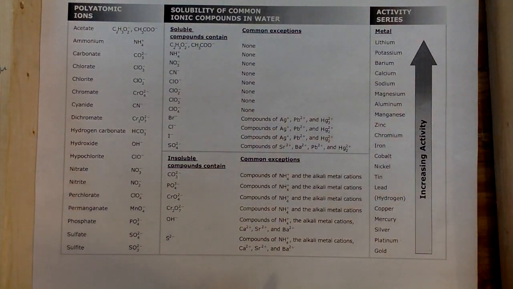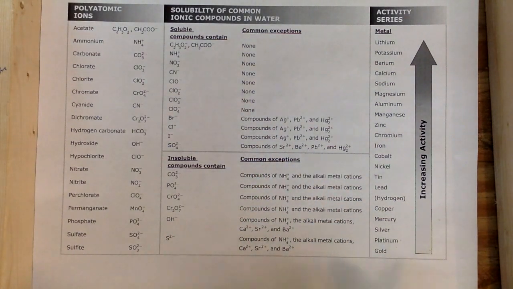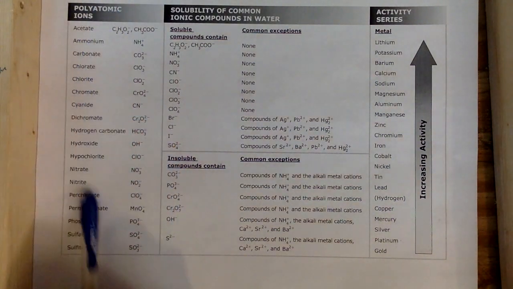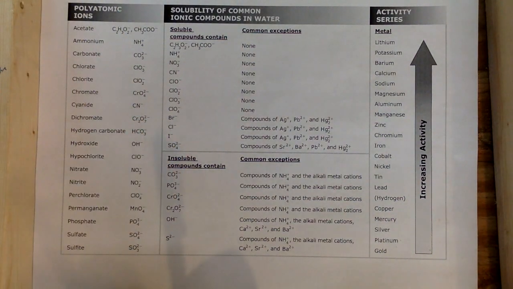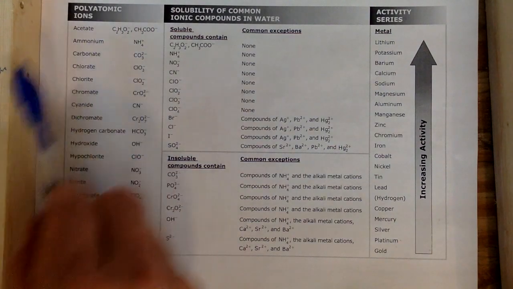So we want to go over the solubility rules to determine if a substance will dissolve in water or not. This paper that you're looking at should look familiar to you. You've used it before. On the left-hand side, we have some of the polyatomic ions we covered this year. We had a whole lot more that we used. This is just part of them.